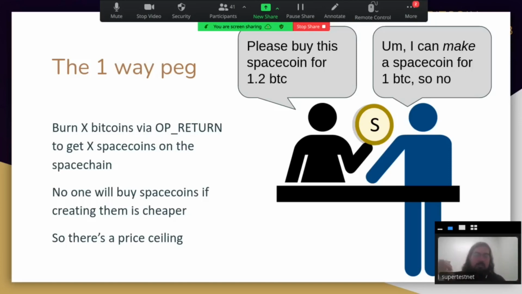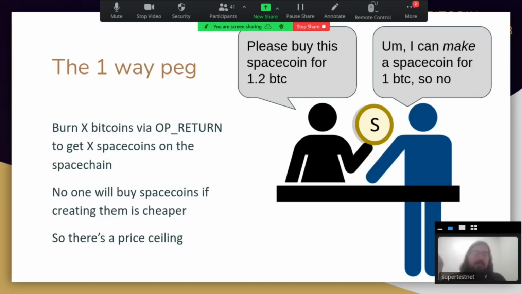Let's say that happened. Someone burned some Bitcoins. They created a space coin with it. They burned 5 of their Bitcoins, they created 5 space coins, and now they want to sell one of them. And so they go up to Mr. Blue Man here and they say, hey, I have a space coin here that I created by burning a Bitcoin, and I would like to sell it to you for more than a Bitcoin, for 1.2 in this case.